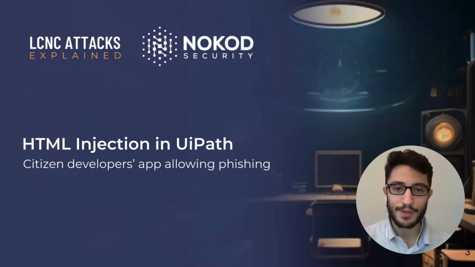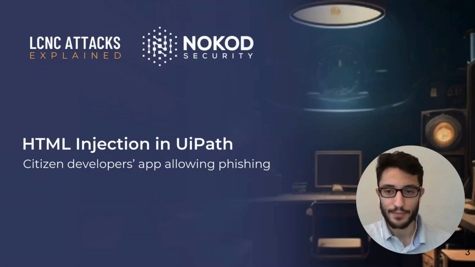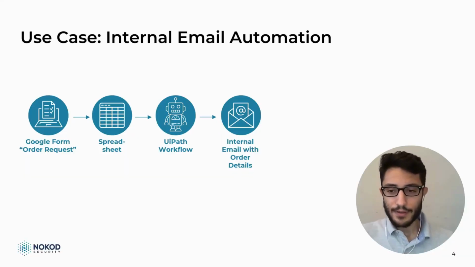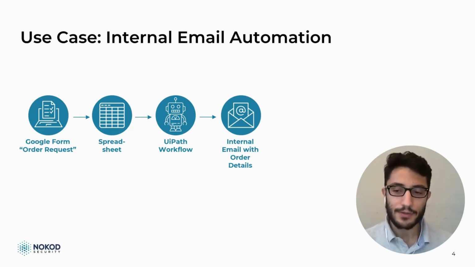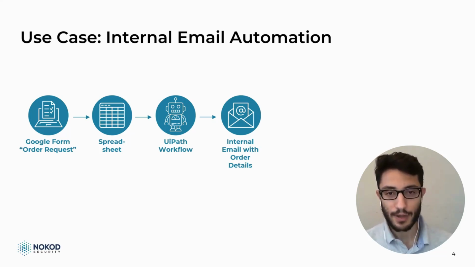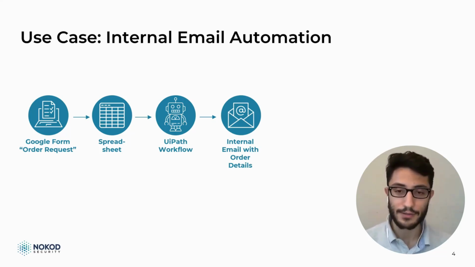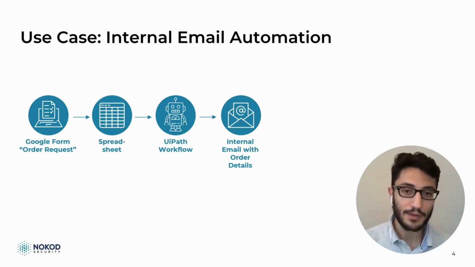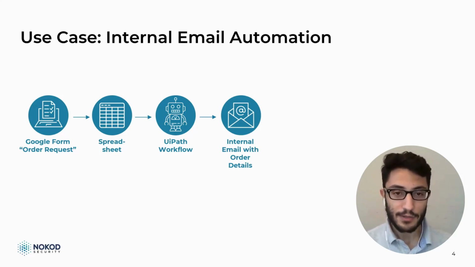Our first example is HTML injection. In this example, we have a public flow that is open to everyone, that takes orders from customers. Now, the submissions are written to a Google spreadsheet, and the new submission triggers a UiPath workflow that handles the submission and sends an email to the seller with the order details.